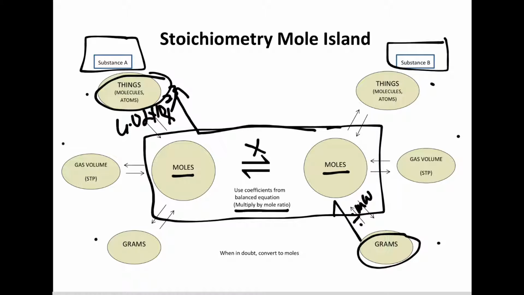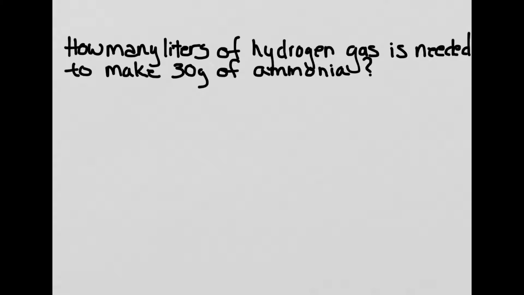So that is how we would use the 2 Mole Island maps put together. So let's do a problem. How many liters of hydrogen gas is needed to make 30 grams of ammonia? So the first thing we want to do is get a balanced equation. So we start with nitrogen gas plus hydrogen gas gives us ammonia.